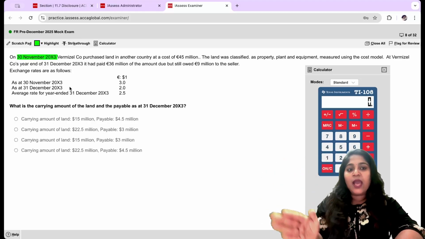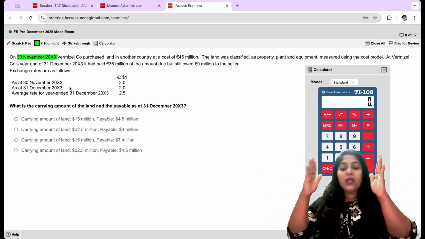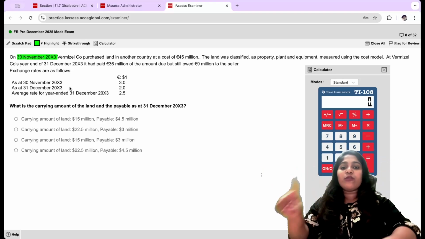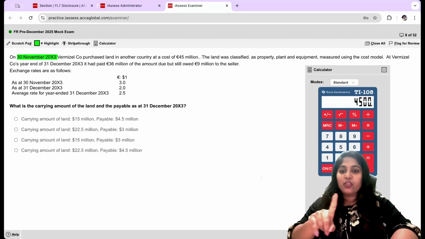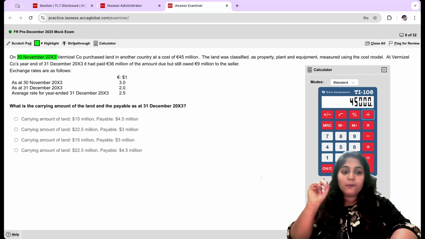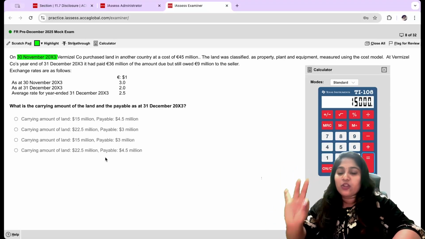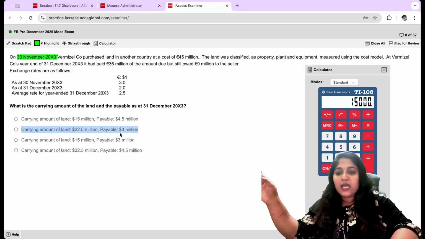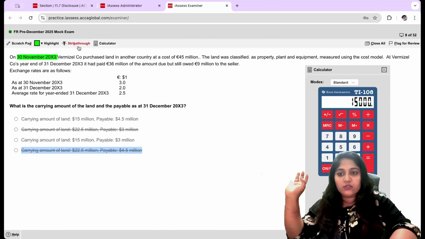On this date, whatever my exchange rate was there, that is the value of the land that you can expect to have even at the year ending, because I'm following the cost model, plus there is no depreciation because it's land. I will keep it as it is for 45 million euros on that date, whatever my exchange rate was. On that date my exchange rate was $1 for 3 euros. So 45 million divided by 3 euros, the asset value will be held at 15 million only. The carrying amount of land will be 15 million. In that scenario, option B and option D are ruled out. You don't have to consider those options.